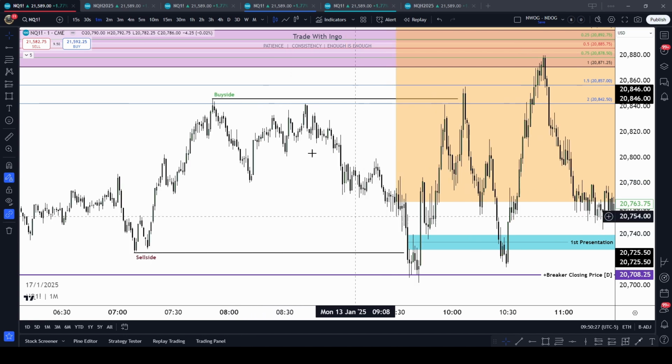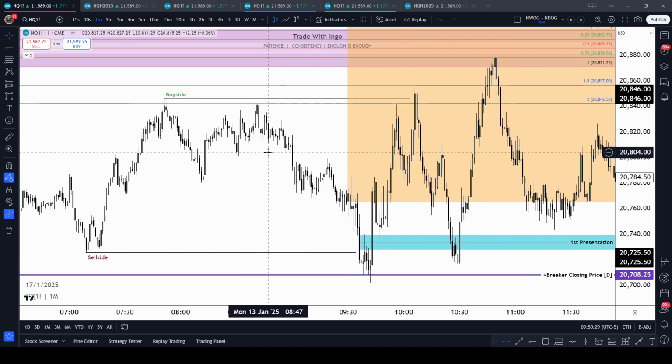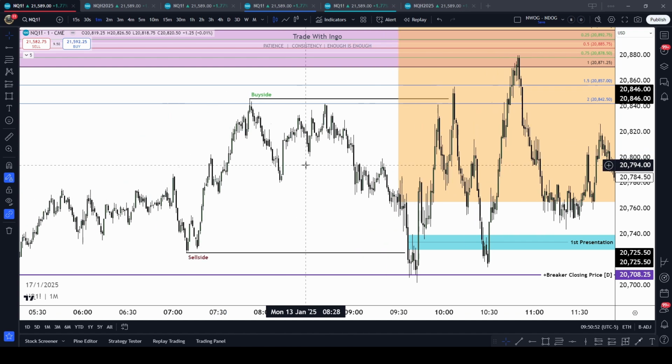But as you can see, and as we could anticipate, the AM session was pretty difficult, taking into account that the day prior to Monday was Friday, NFP Friday. We managed to book, I think, 500 handles on the day. So after a large range day, we can expect a small range day to unfold, which happened here.